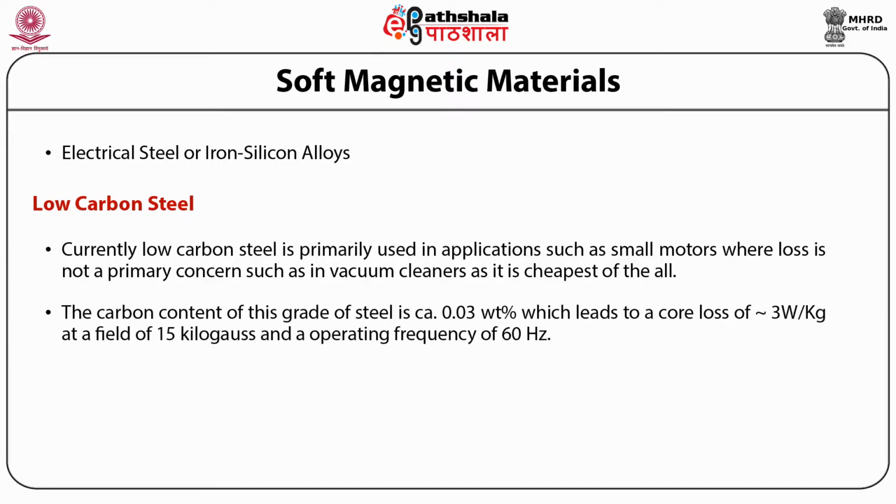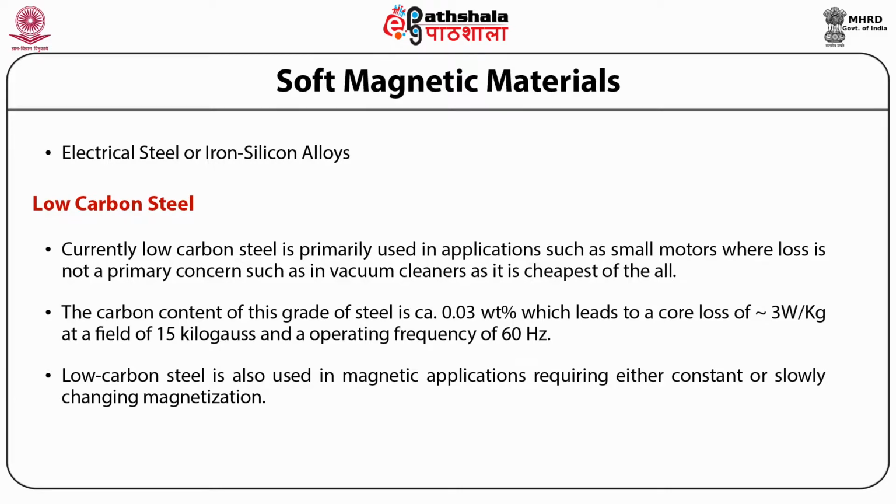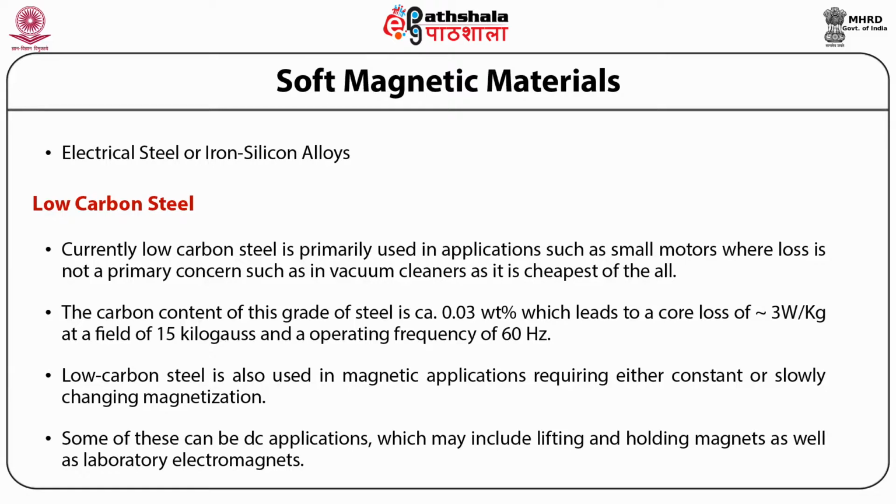The carbon content of this grade of steel is 0.03 weight%, which leads to a core loss of 3 watt per kg at a field of 15 kilogauss and an operating frequency of 60 Hz. Low carbon steel is also used in magnetic applications requiring either constant or slow changing magnetization. Some of these can be DC applications, which may include lifting and holding magnets, as well as laboratory electromagnets. Also, for DC uses, one can employ castings instead of laminated steel sheets.